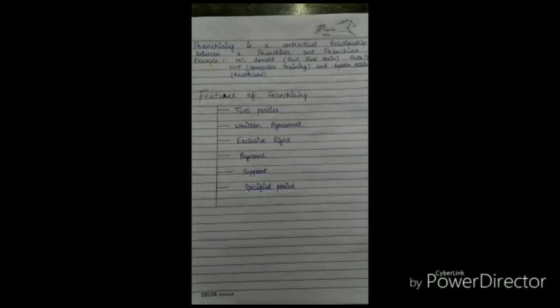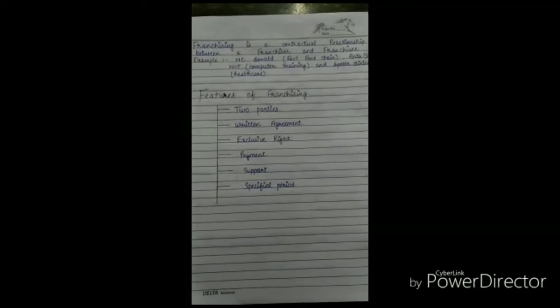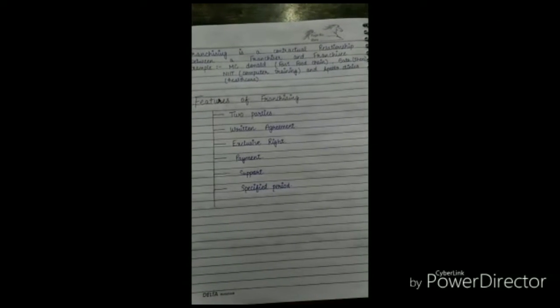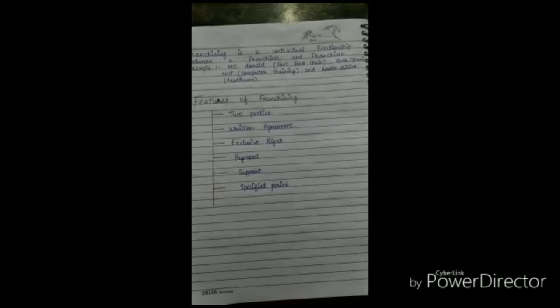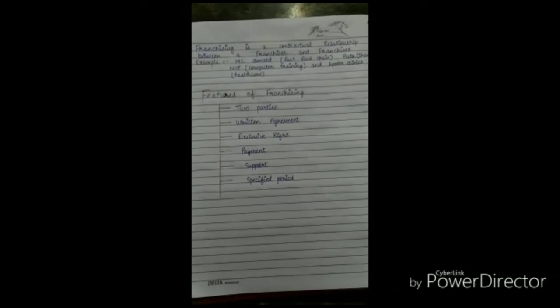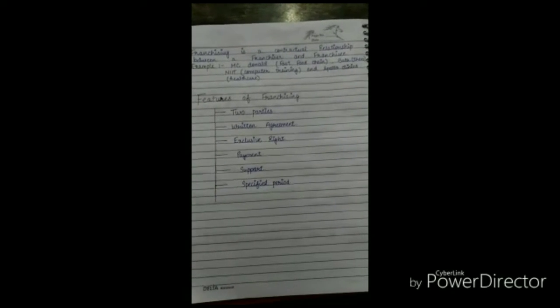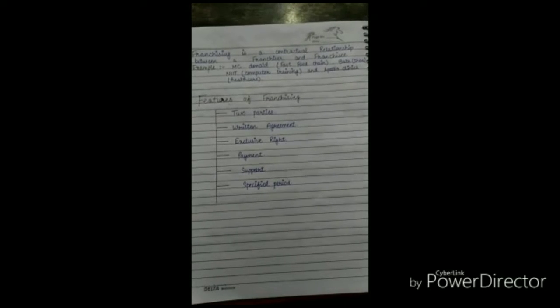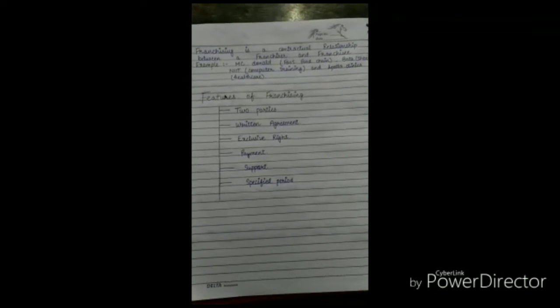The fourth feature of franchising is payment. The franchisee makes an initial payment for the license and becomes a part of the franchisor's network. He also pays a regular license fee, which may be an agreed percentage of sales or profits.